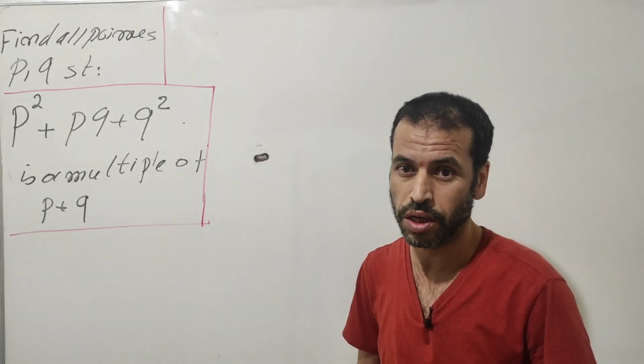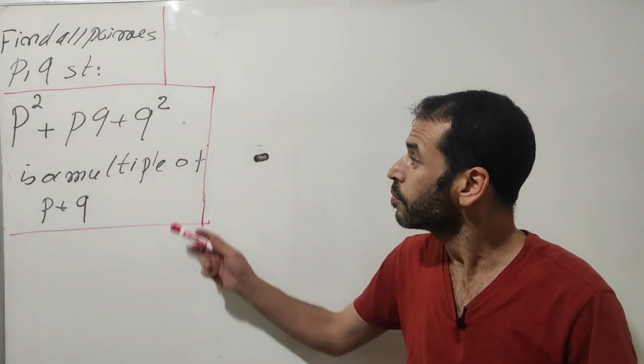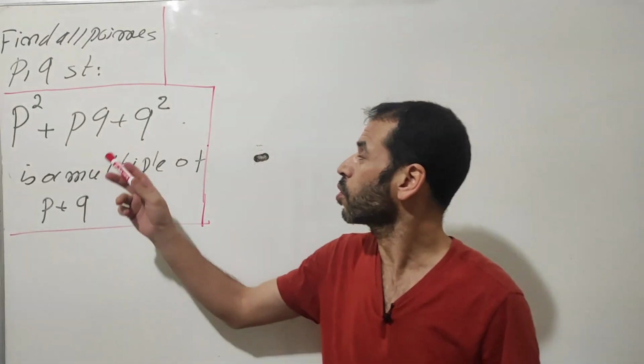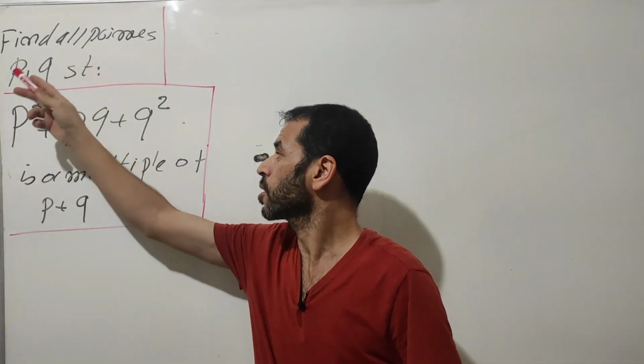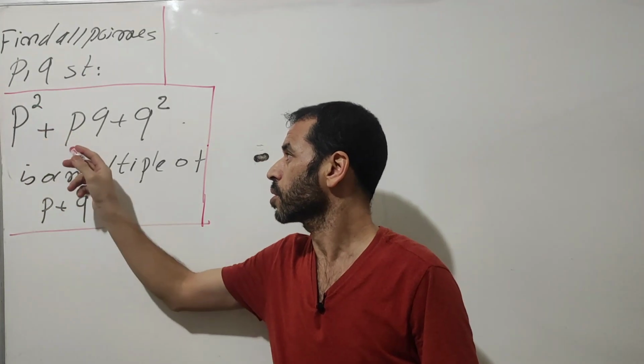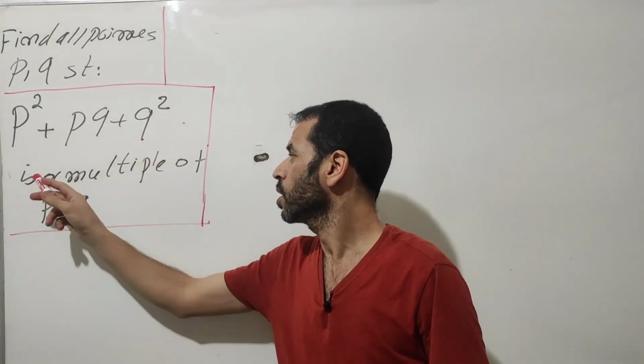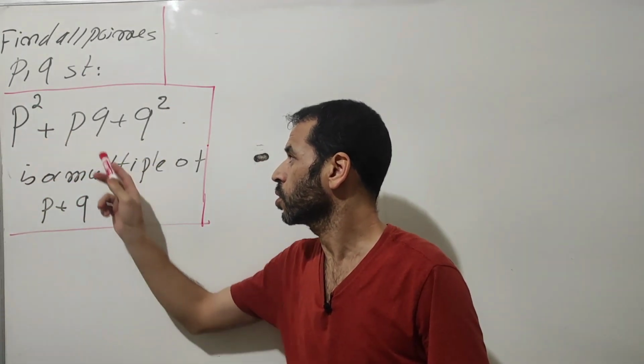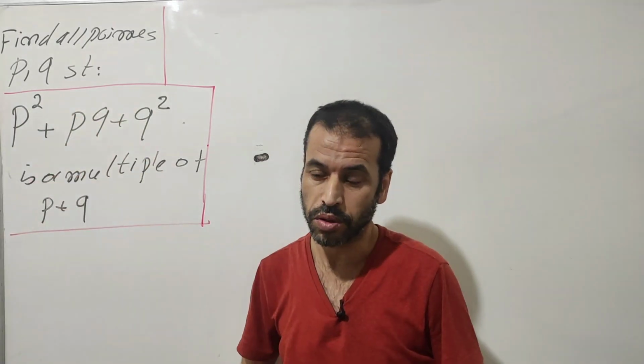In today's video, here is a nice problem. Here is the following information. Find all primes p and q such that p squared plus pq plus q is a multiple of p plus q. So all of these are primes, okay?